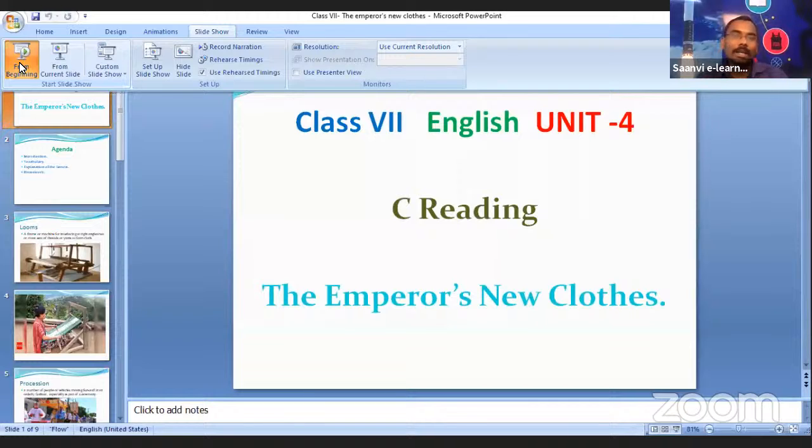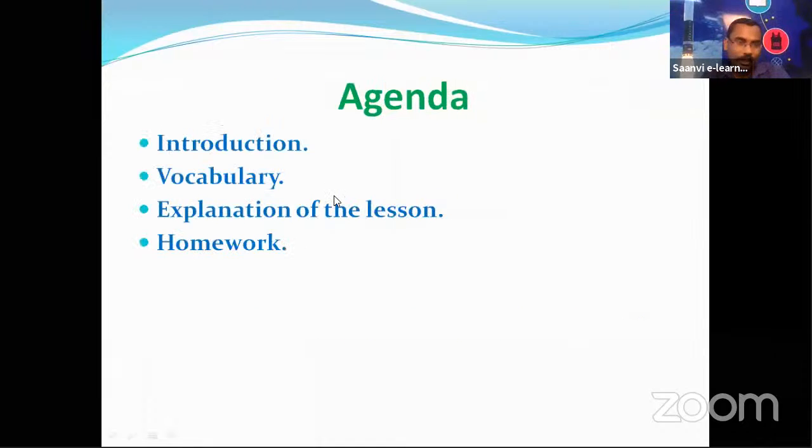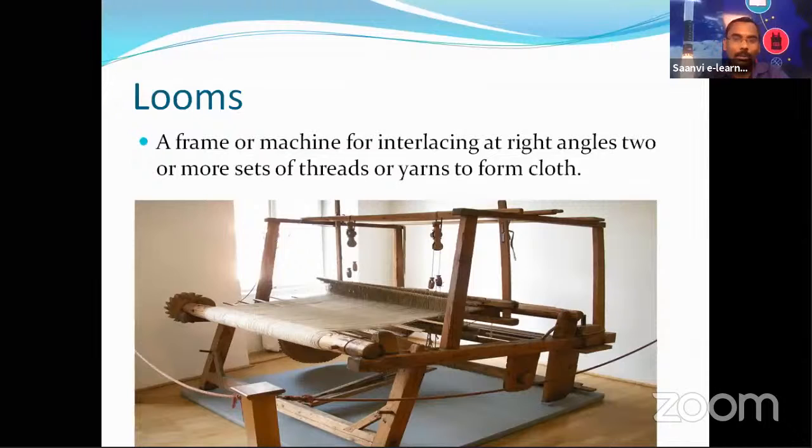Okay, students, here we go. Class 7th English Unit 4 C reading, The Emperor's New Clothes. So this is the lesson that we are going to learn today. Our today's agenda is introduction, vocabulary, explanation of the lesson, and at the end of the session, I will be giving you a small homework. And in case of vocabulary, the first word is looms.